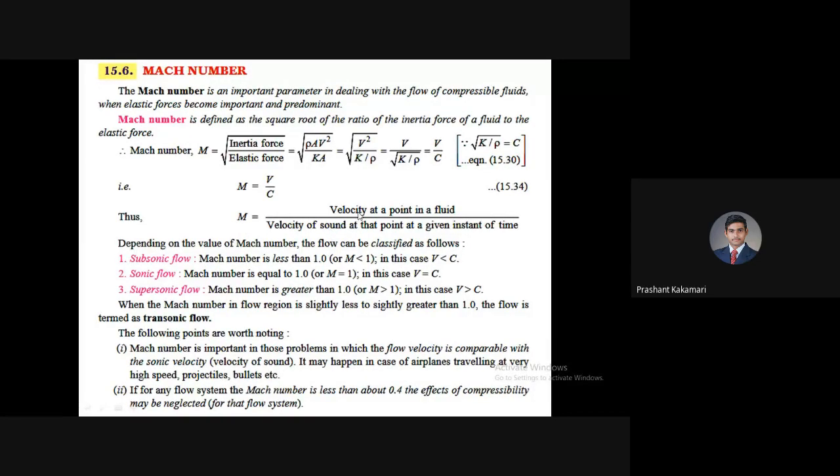So the velocity of the body in the given fluid, to the velocity of the sound at that same point, at the same time, if you consider, then I can call it Mach number. Or you can define it this way also. This is the first definition, that is the square root of the ratio of inertial force to the elastic forces of the fluid. So now coming to the different types of flows depending upon the Mach number.